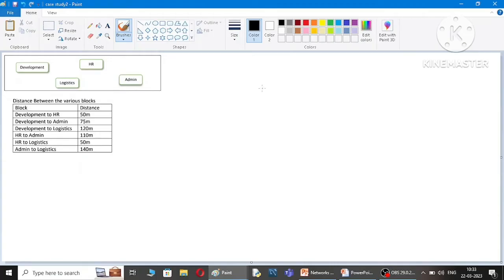So let us draw the picture here. Development, whatever is given, I'm just roughly noting it down. Admin, then HR, then logistics. Okay, there are 4 buildings. So let's start drawing the lines. Development to admin is 75 meters. Admin to HR is 110. That is too big. Okay.